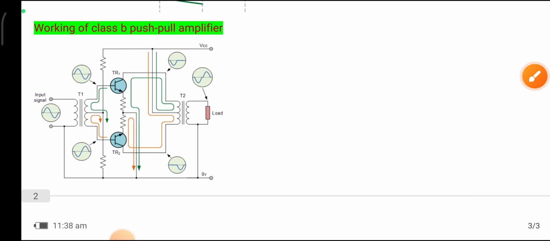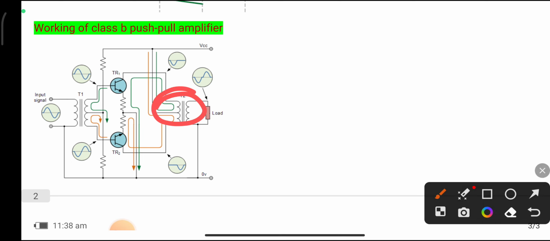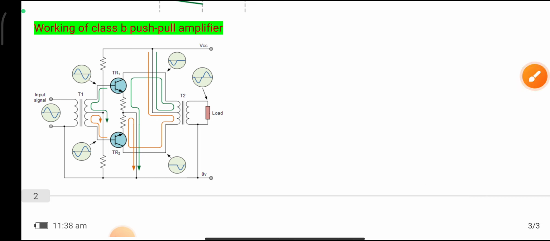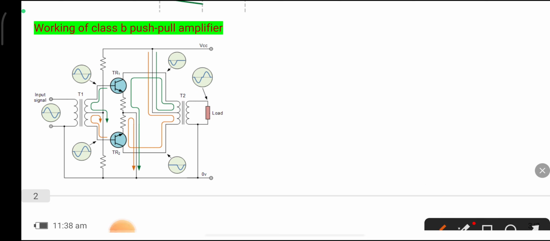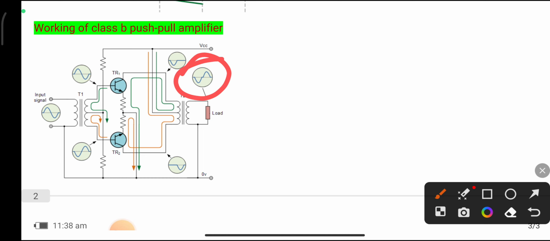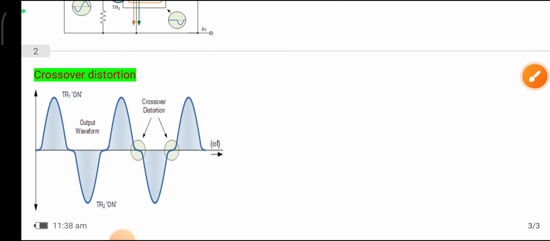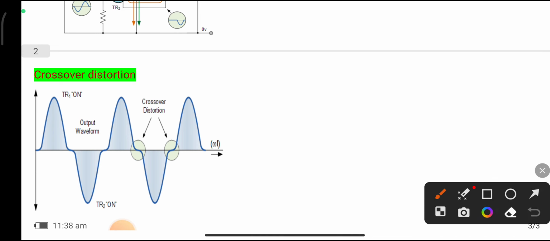The output transformer combines these two amplified waves. TR1 amplifies the positive half cycle and TR2 amplifies the negative half cycle. The transformer combines both the positive and negative half cycles and gives the output at the load here. You can see the output waveform of the class B amplifier, like this. Here you can see the output waveform has some distortion. This is the output of the class B amplifier.